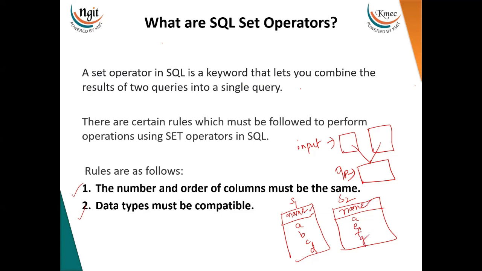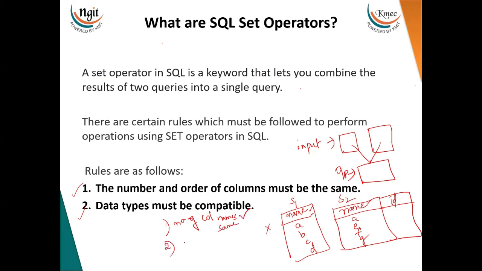Here in S1, we have only one column name, and under S2, we have only one column name. So in that case, you can perform any kind of set operation. For example, if S2 contains some other column, say ID, and S1 is containing only one column, name, then it is not possible to perform a set operation between these two tables. The number of columns in both the tables must be the same.